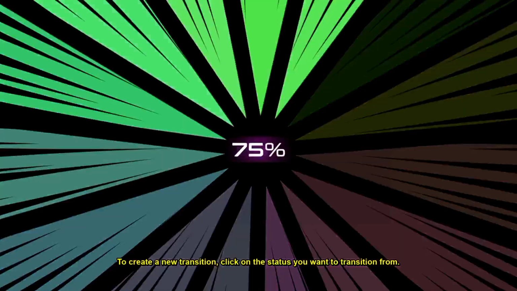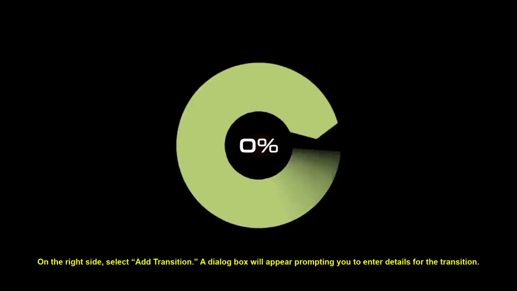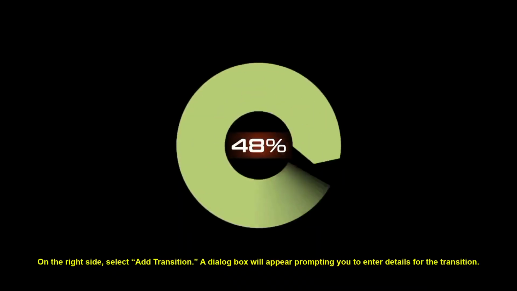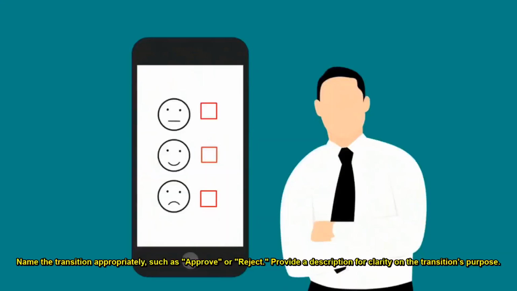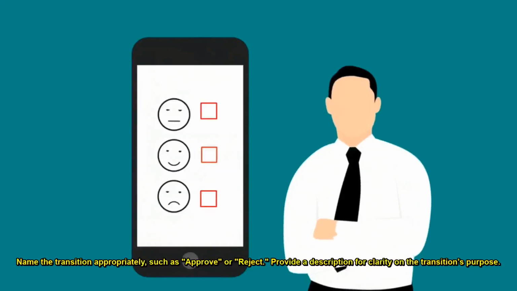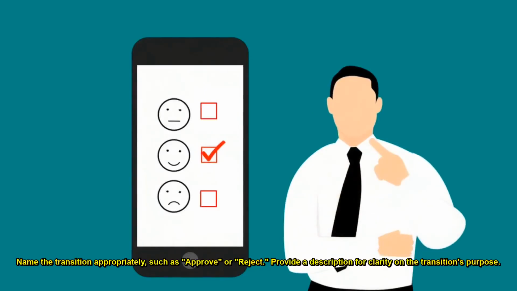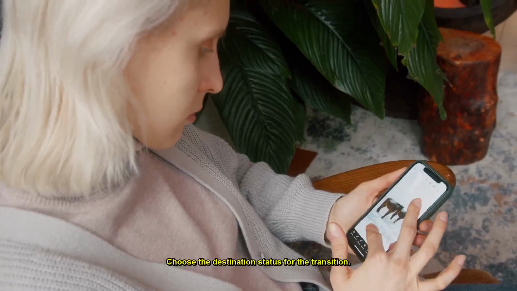Click on the status you want to transition from. On the right side, select Add Transition. A dialog box will appear prompting you to enter details for the transition. Name the transition appropriately, such as Approve or Reject. Provide a description for clarity on the transition's purpose. Choose the destination status for the transition. Click on Add to confirm the new transition.